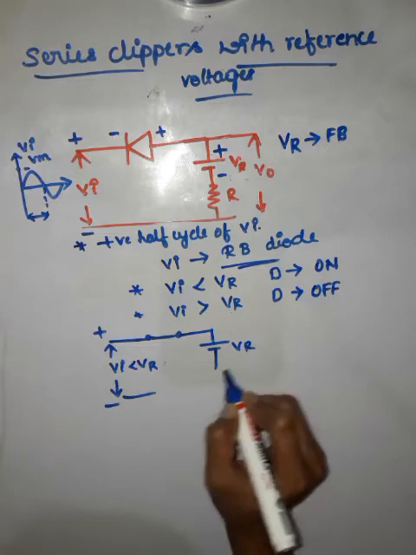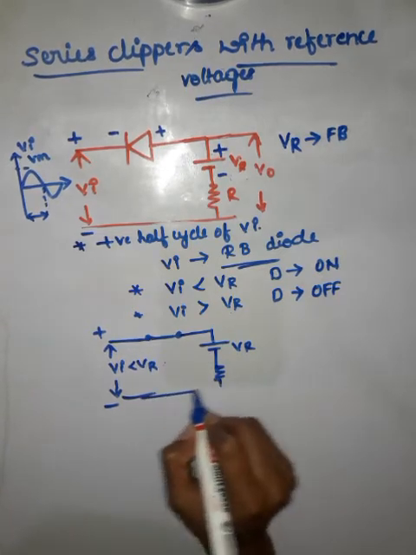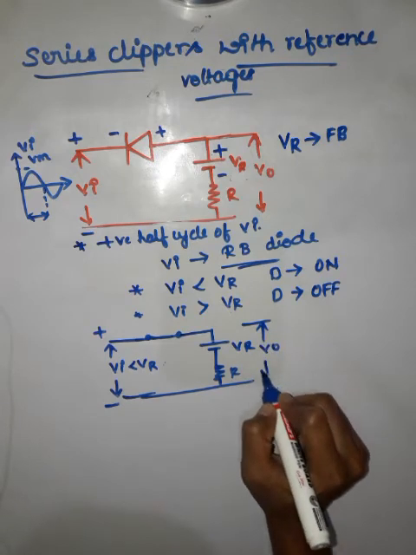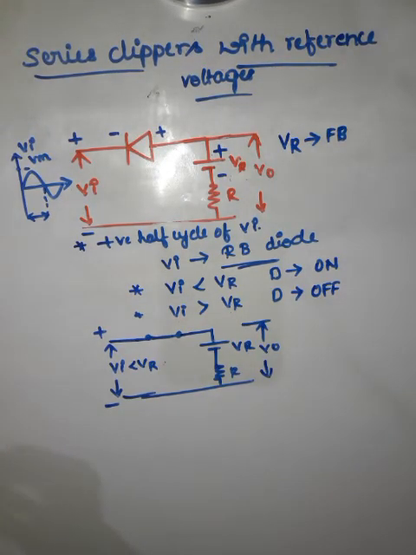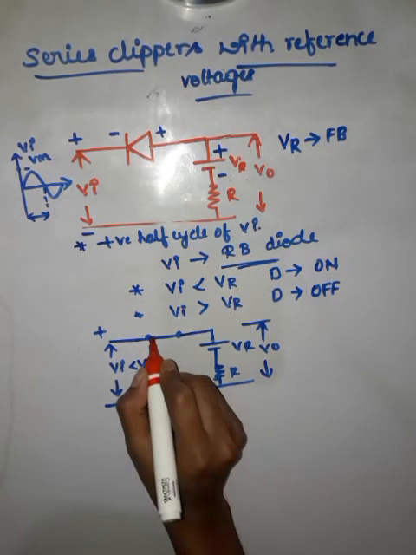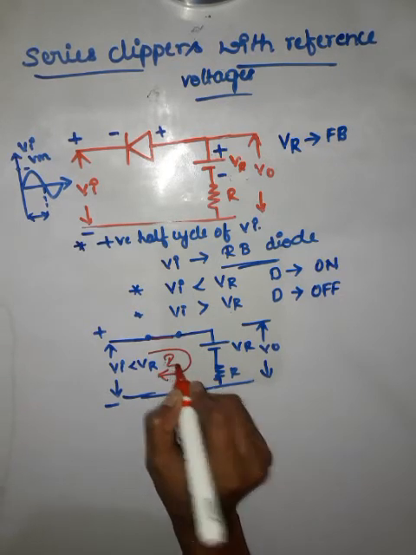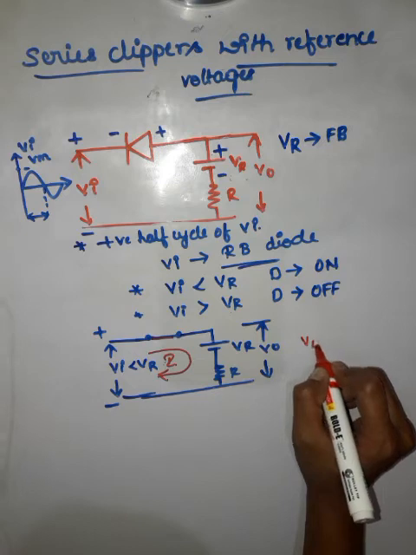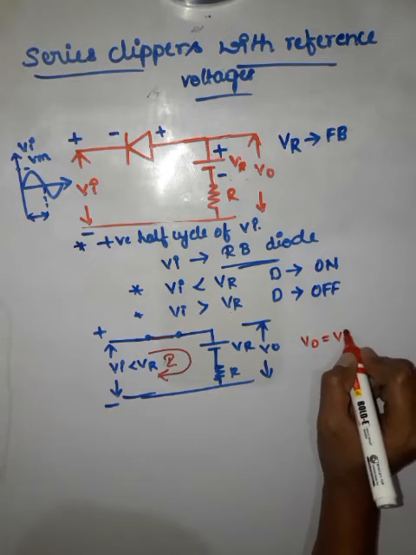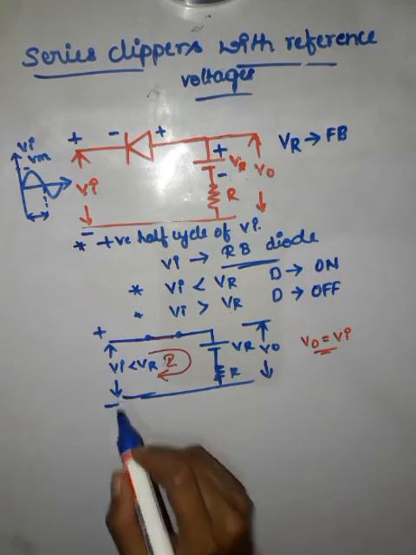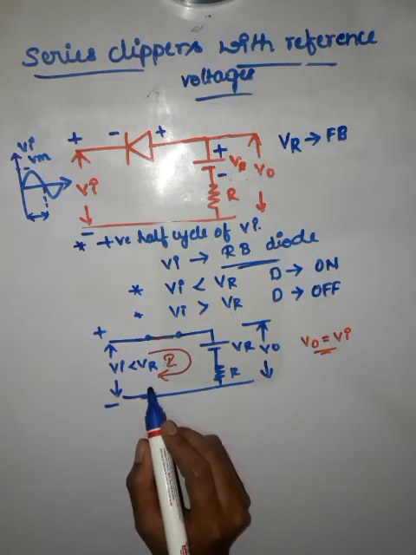This is VR, and this one is the load resistor R, and this one is V out. During this condition, the diode will be short circuited and the current will flow through the circuit. Due to this, the output voltage will be equal to the input voltage. That is the condition when the input voltage is less than the reference voltage.